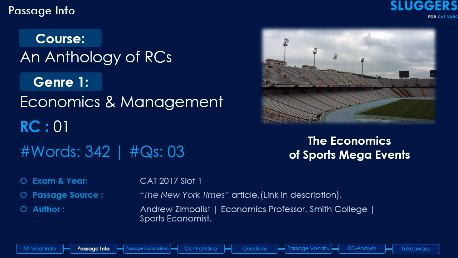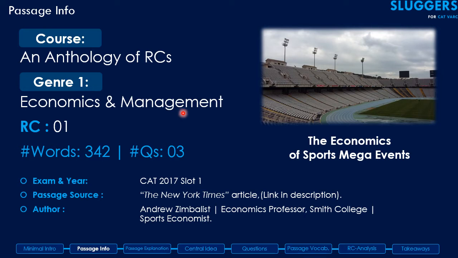Let me give you further information about the passage. It happens to be a passage that was asked in the exam in CAT in 2017's first slot. The source of the passage itself is from the New York Times. It's from a New York Times article. You must be able to find the link in the description. Authored by Andrew Zimbalist, an economics professor at Smith College, who was also a sports economist. So that's the passage information.